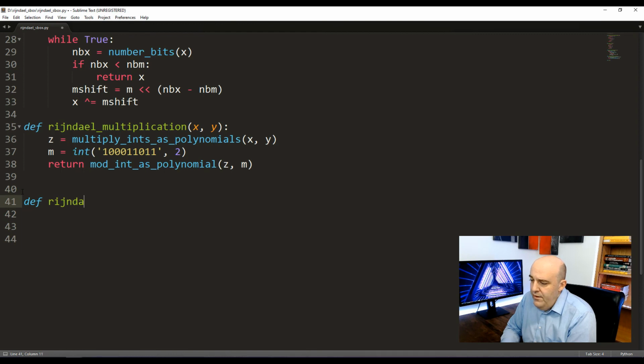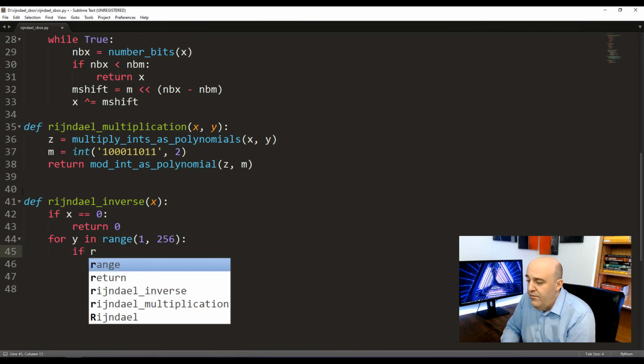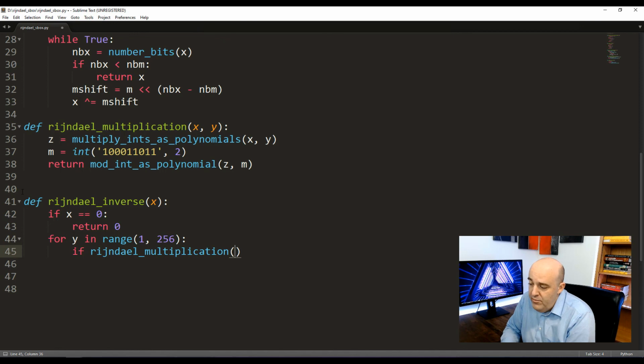And now let's write the Rijndael inverse function, which just takes in one input x. Although x equals 0 doesn't have a multiplicative inverse, let's just return 0 in that case. And that way, every input has an output. And then, in the case when x is non-zero, we just do a brute force search over every possibility from 1 to 255. And when we find a y value such that the Rijndael multiplication of x and y gives 1, we know we found the multiplicative inverse and we return that value y.